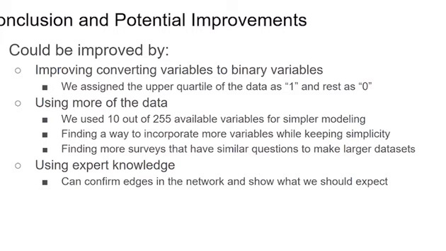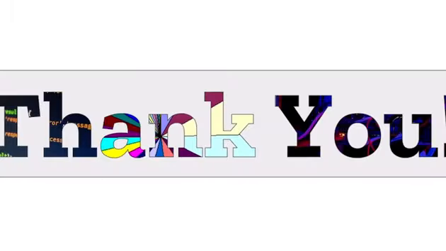We could also use more data. This is a yearly published survey, and so we could have combined multiple years together to find more patterns. And also, we only used 10 out of 255 available variables. We could have used all of them and then tried to cut it down. And then finally, we could try to search literature for expert knowledge to try to confirm different edges that are present in our network. Thank you.